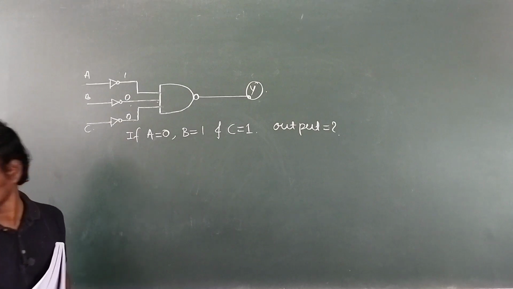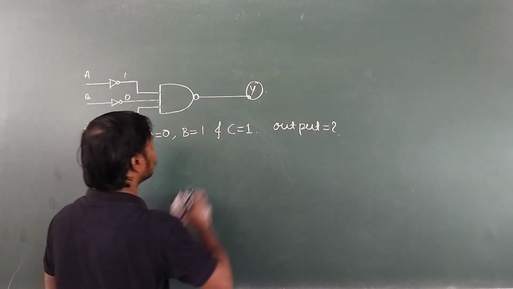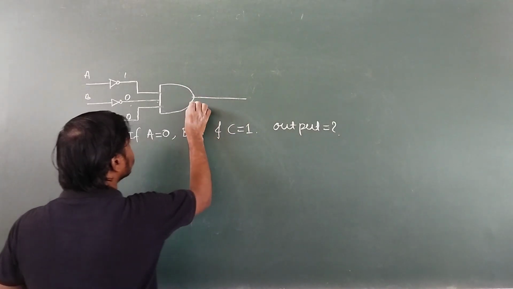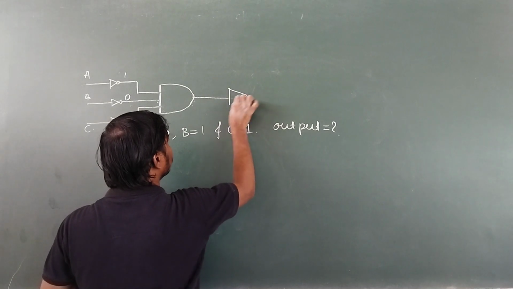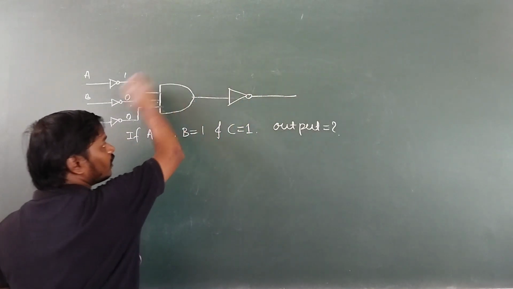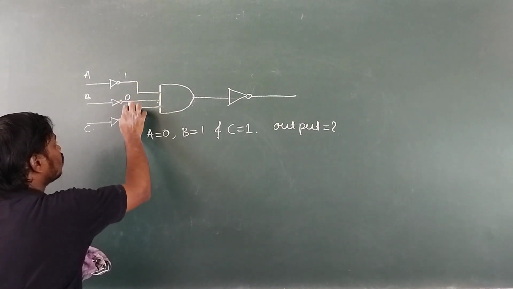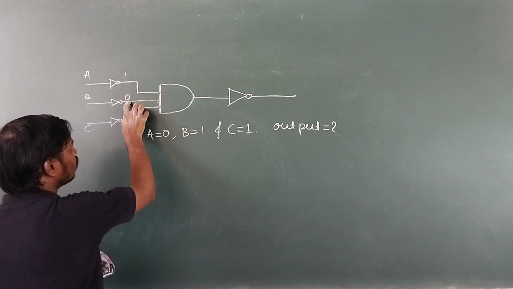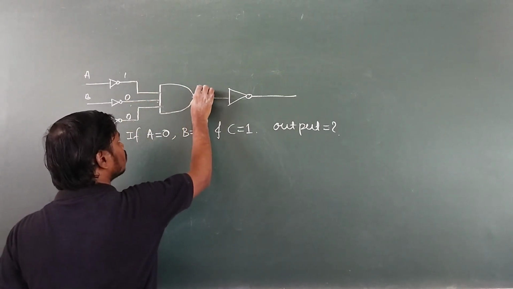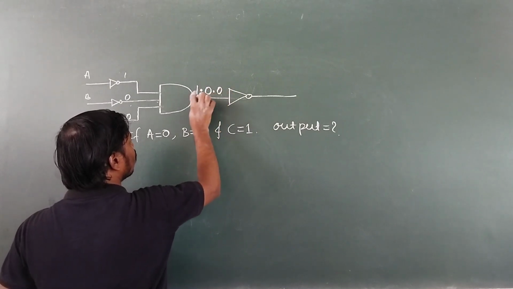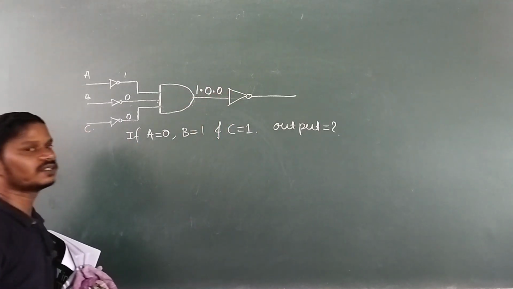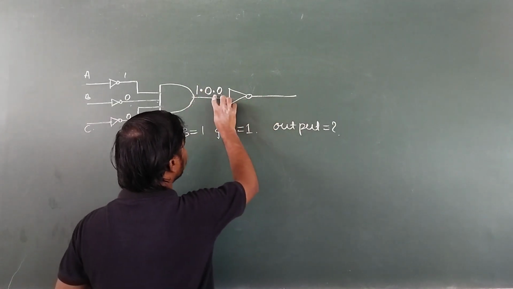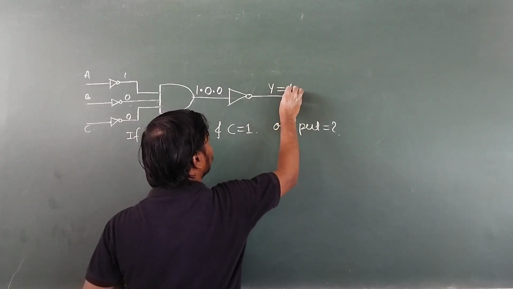Then we will get, then I will modify this diagram. Now this AND gate is connected to a NOT gate, hence it becomes a NAND gate. Okay. Now 1, 0, 0 are the inputs for the AND gate. So 1 and 0 and 0. So that gives 0. Okay. Because 1 and 0 is 0, 0 and 0 is 0. Then complement of 0 is 1, hence y is equal to 1.